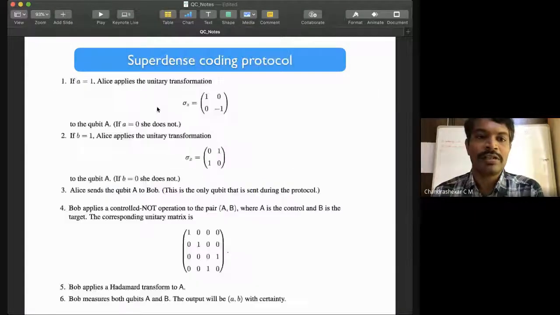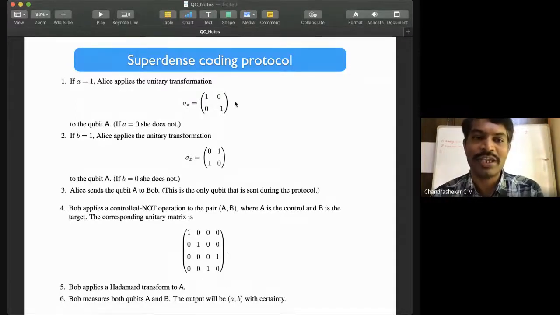So if A is equal to 1, Alice applies the sigma z operation on the qubit on her side, the qubit A. If A is equal to 0, she does not do anything. If B is equal to 1, Alice applies a flip transformation, where 0 becomes 1 and 1 becomes 0, on the qubit A. And if B is equal to 0, she does nothing. That's what she does from her side. And Alice sends the qubit A to Bob. This is the only qubit that is sent during the protocol.